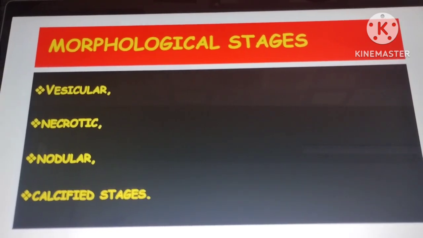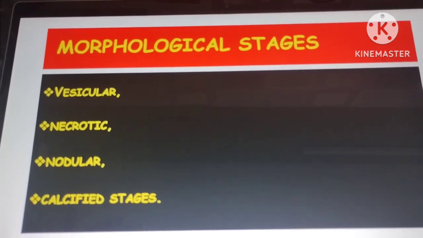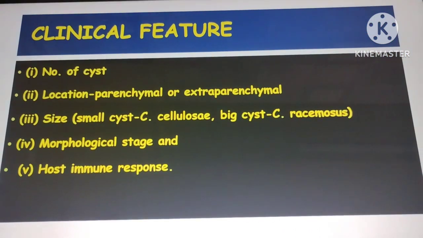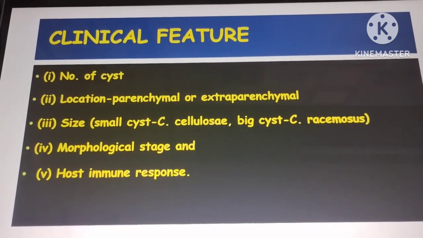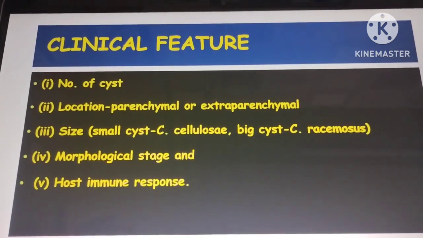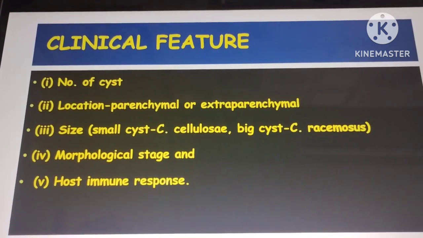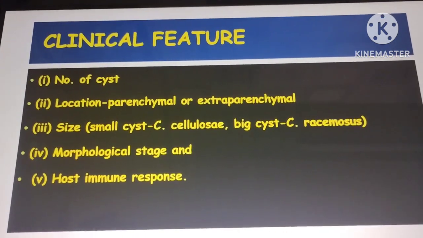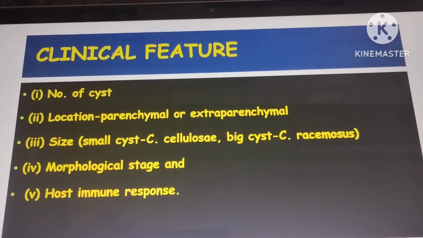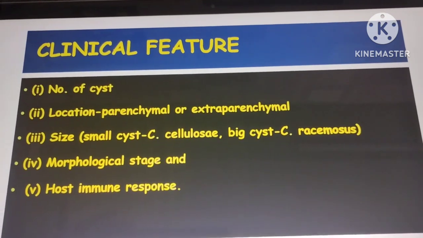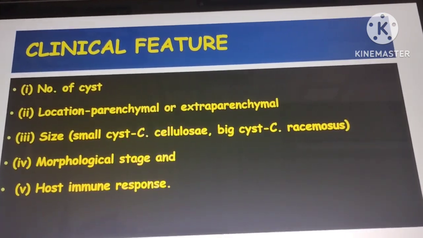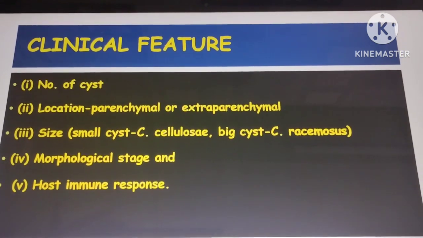Coming to morphological stages, just remember 4 stages: vesicular, necrotic, nodular and calcified stages. Coming to clinical features, it usually depends upon the presence of cysts and the location of the cyst. First is how many cysts, and then what is the location, whether it is parenchymal or extraparenchymal. Coming to size, usually there will be a small cyst in Cysticercus cellulosae, whereas a big cyst will be present in Cysticercus racemosus. And then the morphological stage, which we discussed already: vesicular, nodular and then calcified.